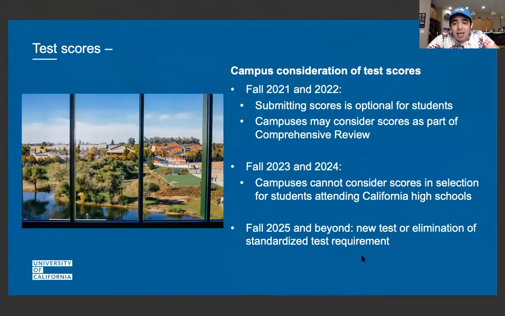Campus consideration. Test scores are optional this year. You do not have to submit them. But then again, you probably want to take them for scholarship consideration for the schools, and also for consideration with other things that might be happening on campus. For fall 2021 and 22 applicants, they are optional. For fall 23 and 24, they will not consider scores in selection for students attending California high schools. And for 25 and beyond, they're looking for a new test from the College Board or the American College Test.